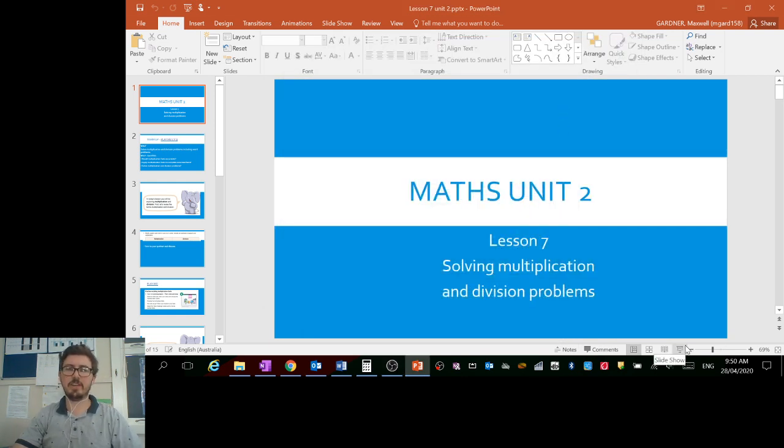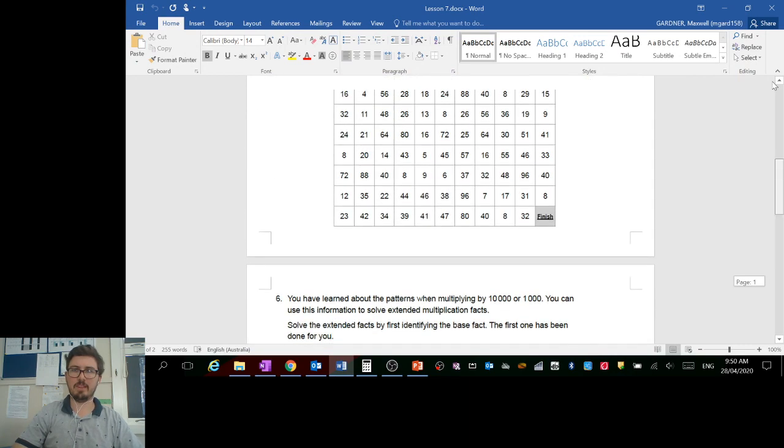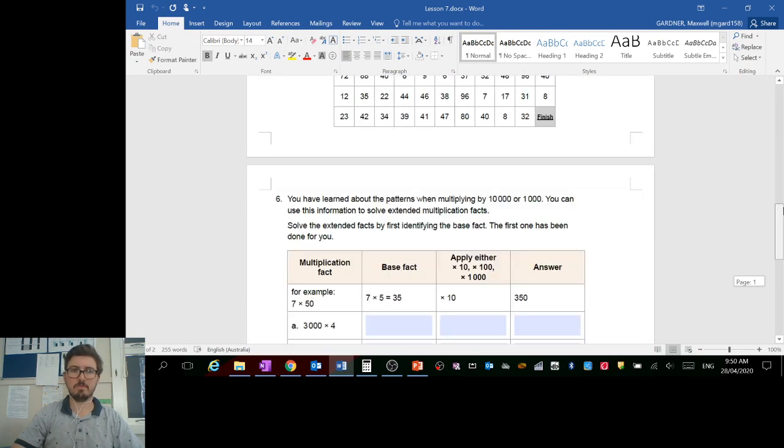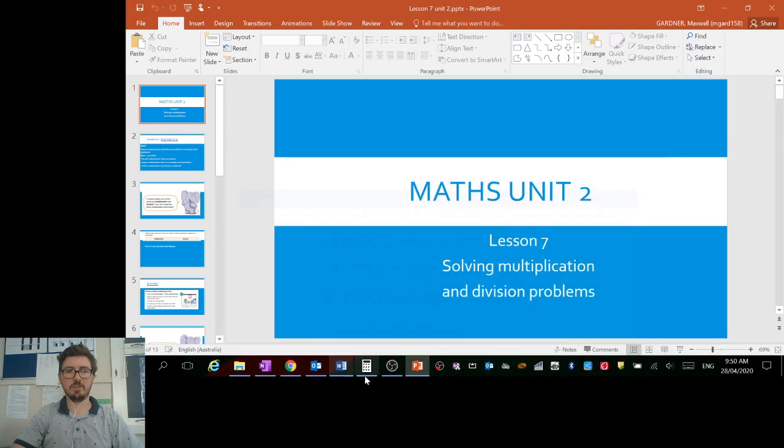So the two things you'll need to have are 1. This worksheet, your lesson 7 worksheet, and 2, your PowerPoint slides for lesson 7. So let's get into it.